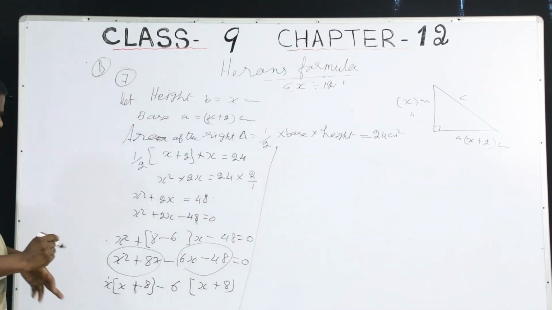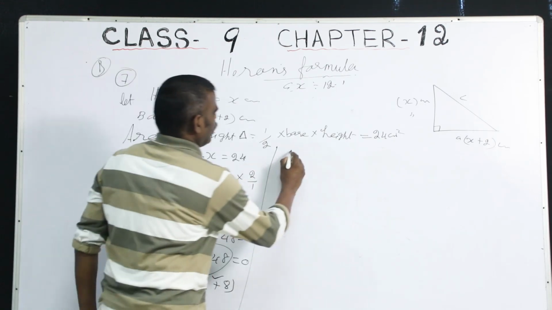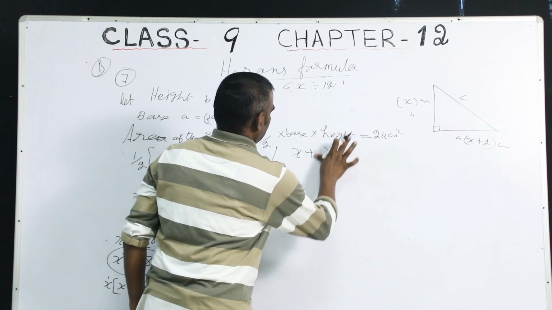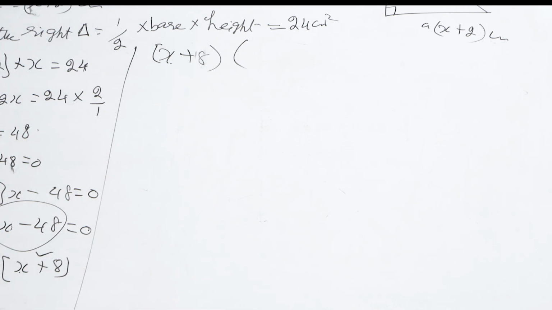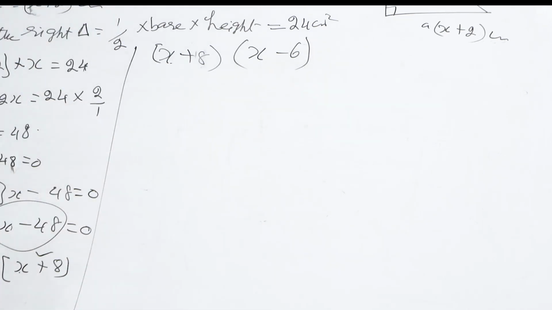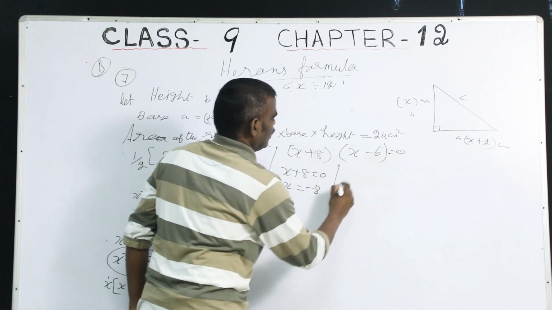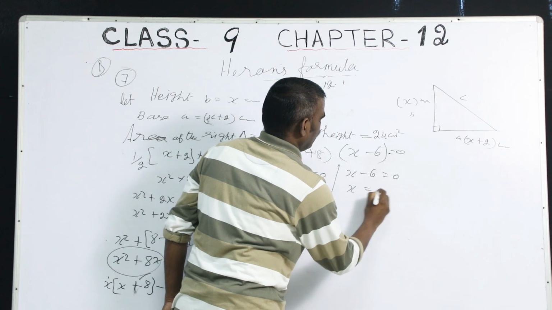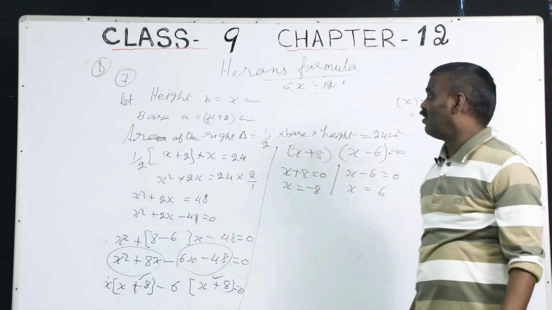Listen carefully. So x plus 8, two factors. One factor you take common, x plus 8. The other factor is the first term and the middle one, x minus 6. Clear now? From the common one you take, the other one is the first and the middle. Now x plus 8 equal to 0, x equal to how many? Plus 8 to the other side, minus 8. X minus 6 equal to 0, x equal to how many? Plus 6.